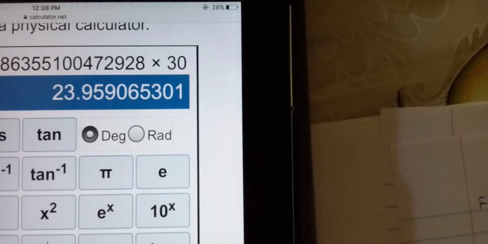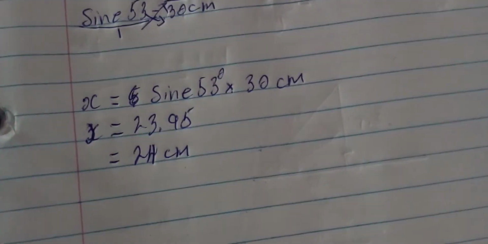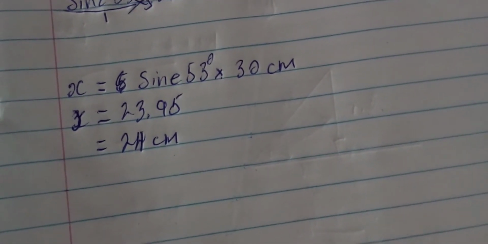So we got this decimal, 23.95, but we're just going to round it off to keep it as a whole number. We'll just have it as 24 centimeters. But mostly, guys, in trigonometry, we normally bring our answers to 1 decimal place or to 3 significant figures.